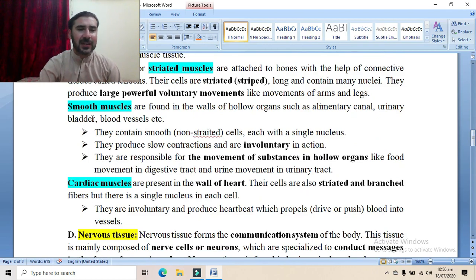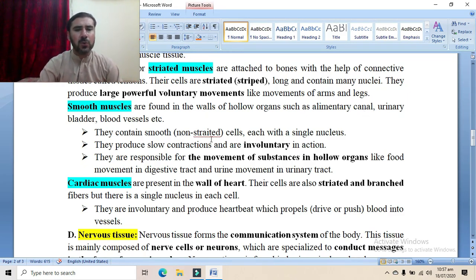Now the second type of muscles are smooth muscles, which are found in the walls of hollow organs: alimentary canal, urinary bladder, blood vessels, etc. For example, our alimentary canal, in other words the digestive tract. This is the old name of the digestive tract. It is now known as the digestive tract, alimentary canal or gut. So our hollow organs, for example, the digestive tube, the urinary bladder, the blood vessels, all have smooth muscles.